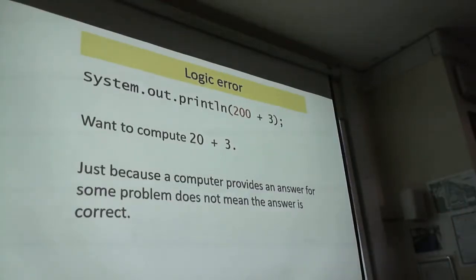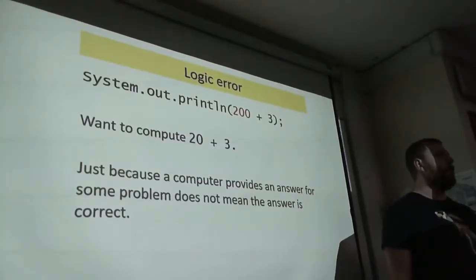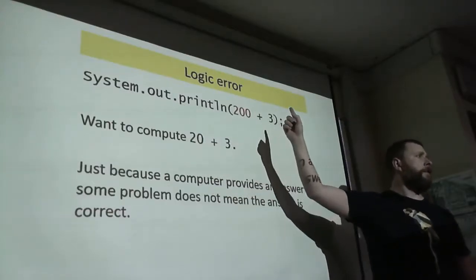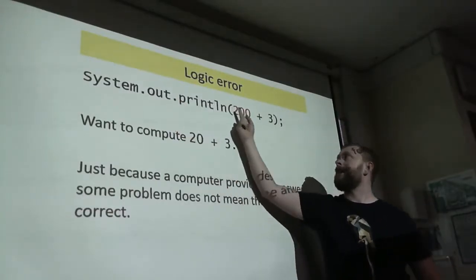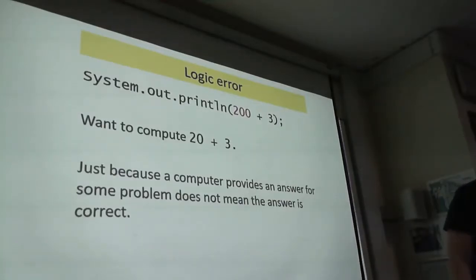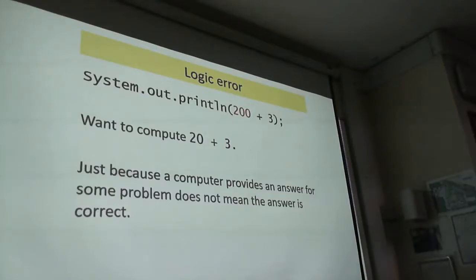The first type of error is a logical error. You made a mistake in the code that you wrote. You asked the program to add 20 and 3. Syntactically, there is nothing wrong with that sentence. The command is correct, the calculation is correct, you have a semicolon at the end. However, you actually wanted to compute 20 plus 3. That has got nothing to do with the computer. That is all on you.